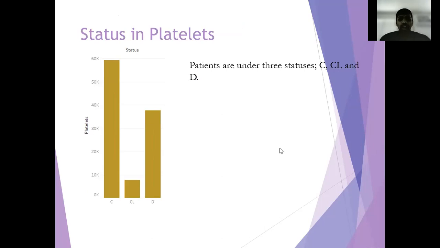So in this slide, I just want to explain the status in the platelets. The data captures the patients under the statuses C, CL, and D. The bar graph represents the sum of the platelets across the different statuses of C, CL, and D, and it shows that the D status patients have the highest levels of platelets in their blood. So this is what the bar graph represents.